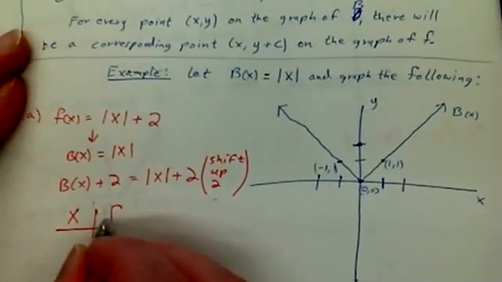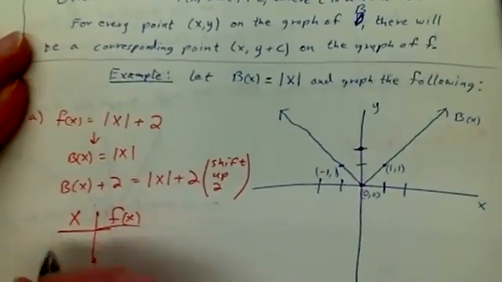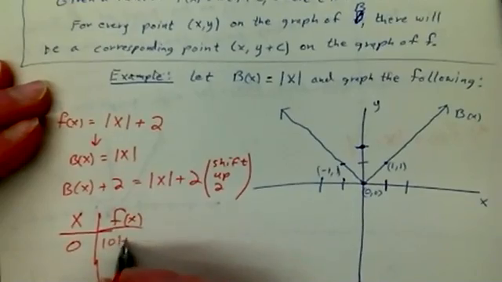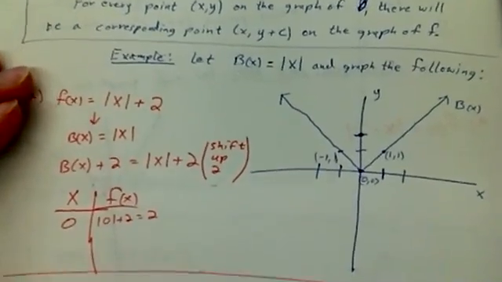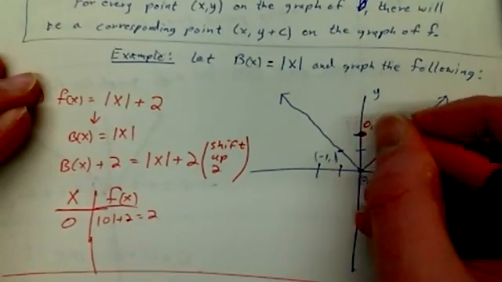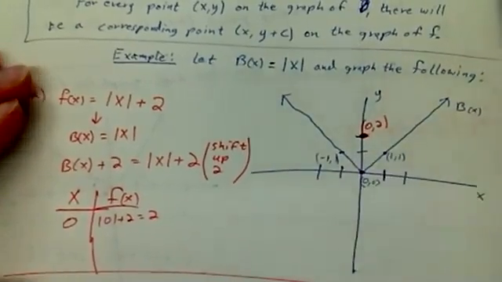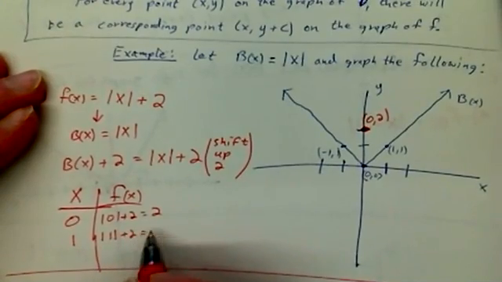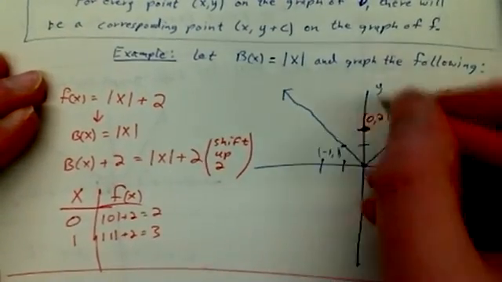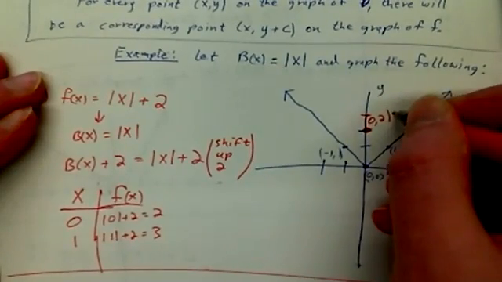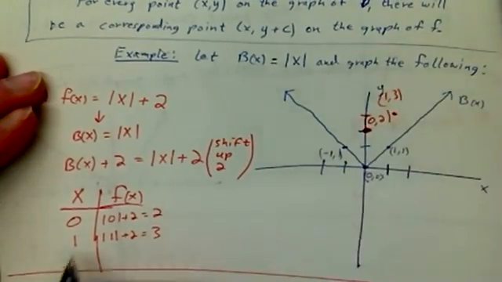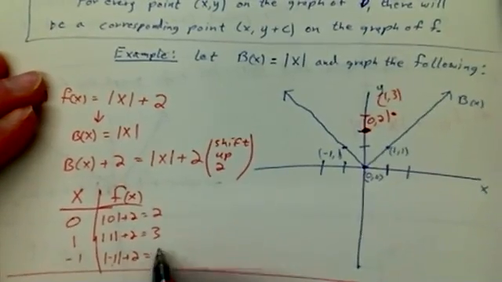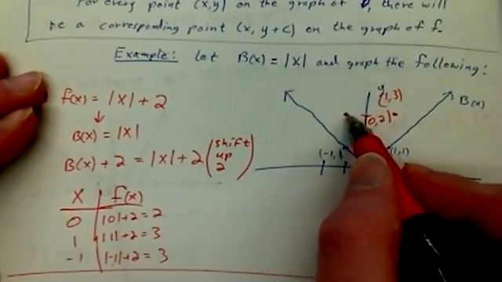So I have x and I have f of x. If I use the point 0, 0, x is 0, then I get absolute value of 0 plus 2 is 2. So I have this point here, 0, 2. So notice 0, 0 shifted up by 2. If I use x equals 1, I have absolute value of 1 plus 2 is 3. So I went from 1, 1 to 1, 3. And if I use negative 1, that's absolute value of negative 1 plus 2, 1 plus 2 is 3. That also shifted up 2 points.